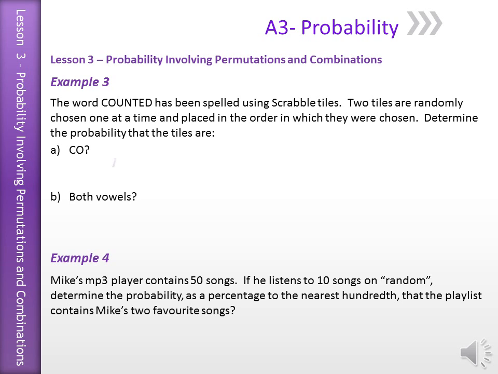So the probability of coming up with CO, well, there's only one desired outcome, which would be the CO, so it's going to be 1 over. Our new sample space is going to be all the 2-letter permutations that we can get from the word counted. So that's going to be 7 permute 2. Do the calculations, it's 1 over 42. As a decimal, 0.0238, or 2.38%.